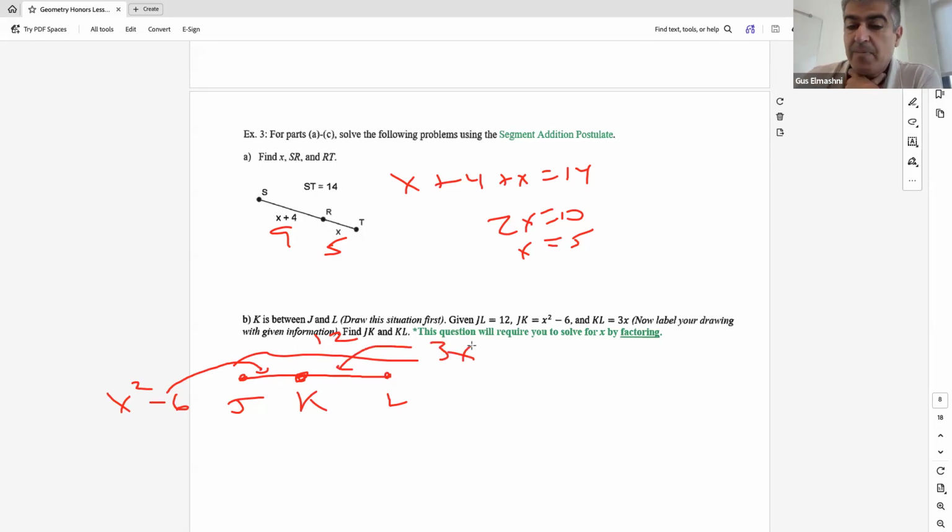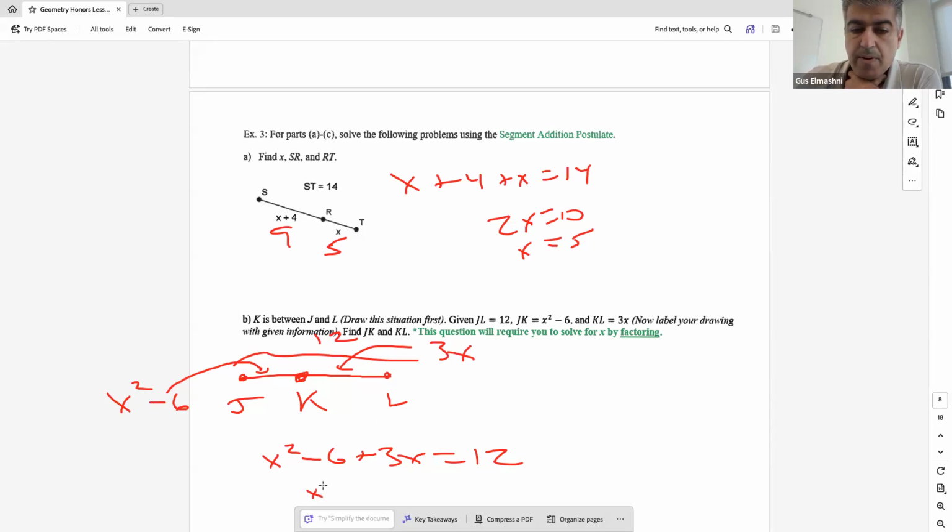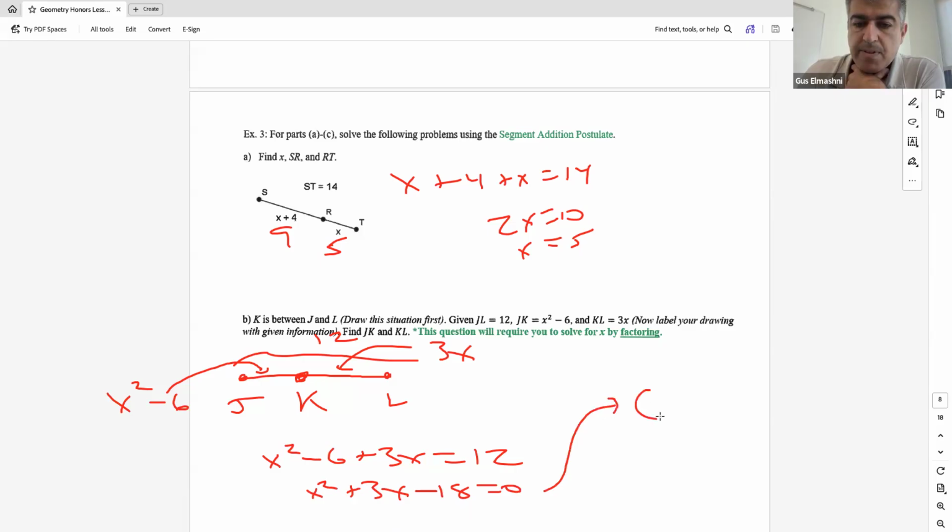Okay, KL is 3x, right? So what are you going to do? You're going to do segment addition postulate, right? Because doesn't JK plus KL equal JL, right? And x squared plus 3x minus 18 equals 0. So x plus 6, x minus 3.